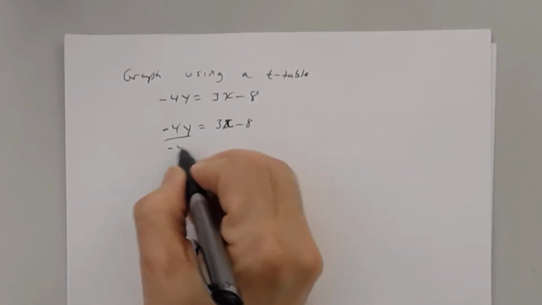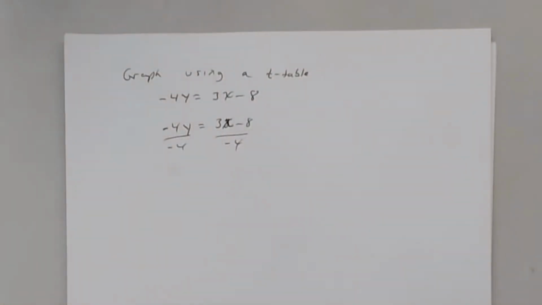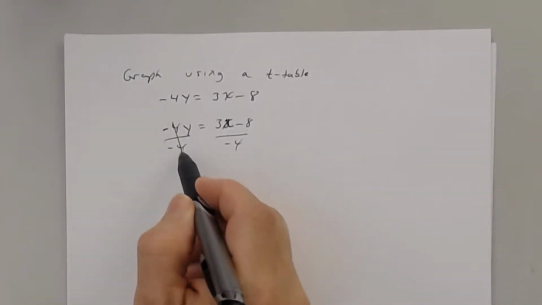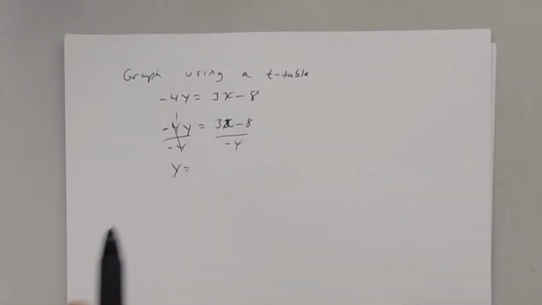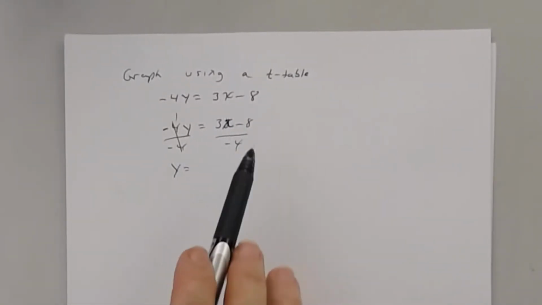Divide both sides by negative 4, just like this. What you do to one side, you do to the other. And then if you look on the left side, negative 4 divided by negative 4 is 1. 1 times y is y. Now, remember our discussion last time about the other side. How do you want to rewrite this other side?